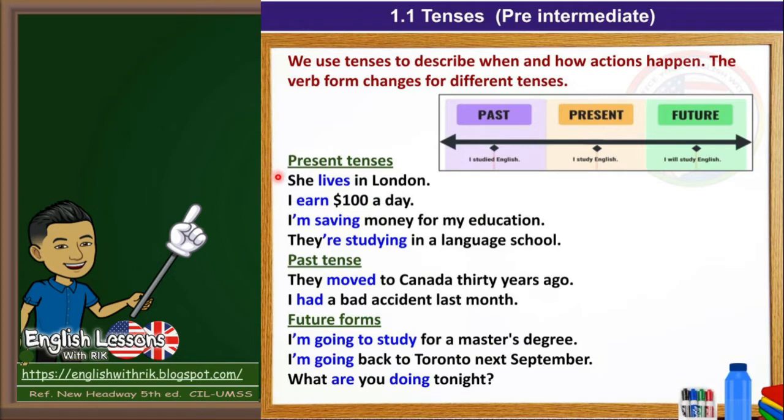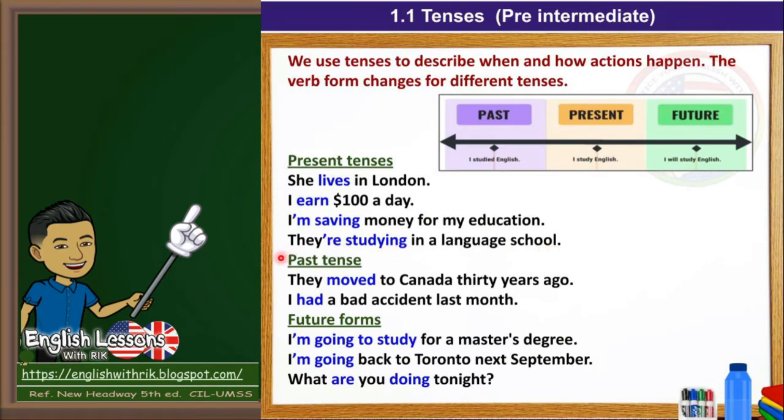Present tenses. She lives in London. I earn $100 a day. I'm saving money for my education. They're studying in a language school.